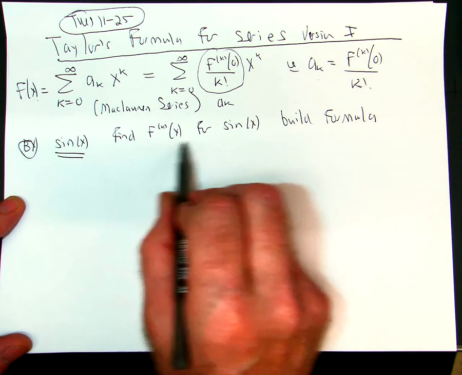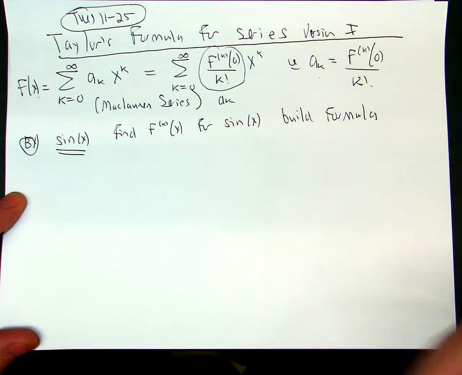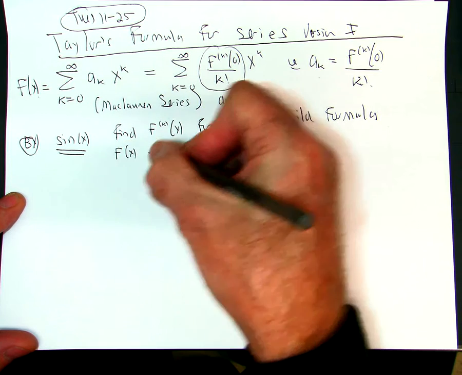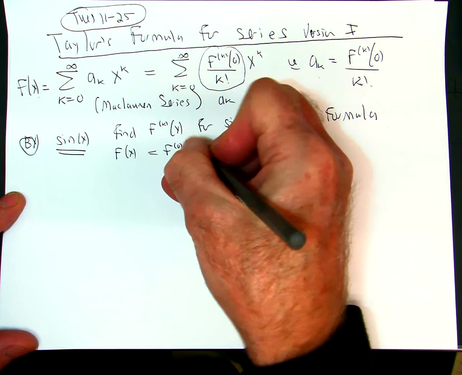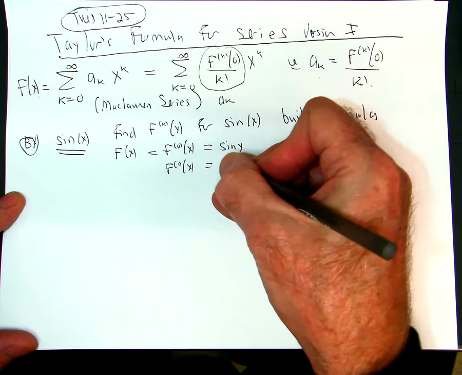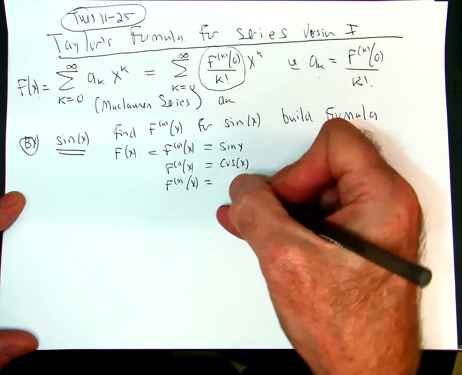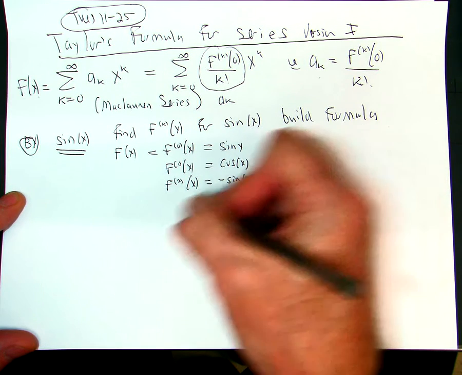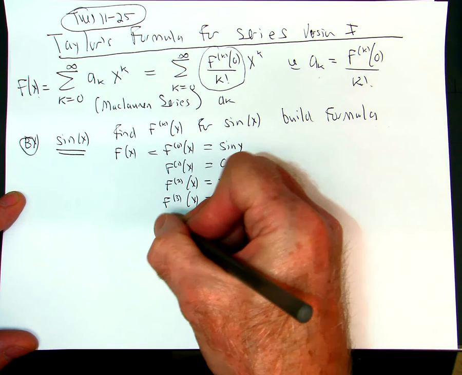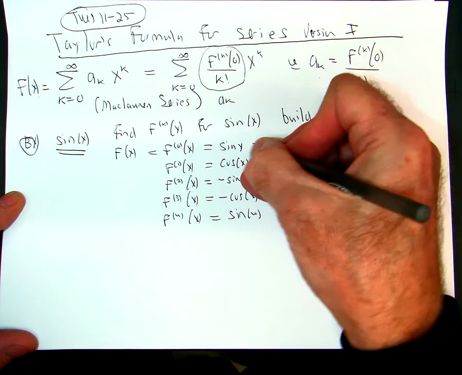So I'm going to illustrate this for the sine, how you build a formula. And the sine has interesting properties: if you take four derivatives, you're back where you started. So f of x is notated as the zeroth derivative, and that's just sine of x. The first derivative of the sine is a cosine. The second derivative is minus sine. The third derivative is minus cosine of x. And if we take another derivative, we're right back to where we started with the sine. So this is also going to be the fourth derivative.